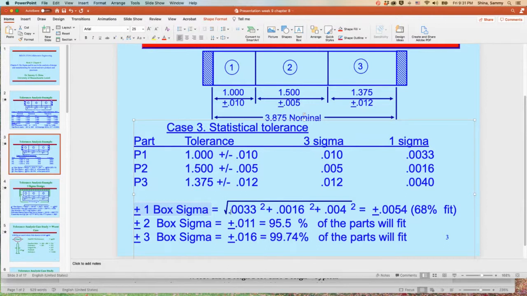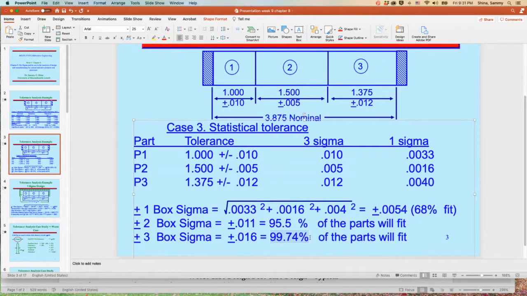Now, if you remember, I said earlier in the course that the sigmas add up in the squares. So what we do is we take each sigma, square it, and then take the square root, and that would be the 1 sigma of the box, of the cover. So if we're going to have a 3 sigma, at this point, plus or minus 1 sigma is equivalent to 68%. Plus or minus 2 sigma is equivalent to 99% of the parts will fit, and plus or minus 3 sigma is 99.74% of the parts will fit.